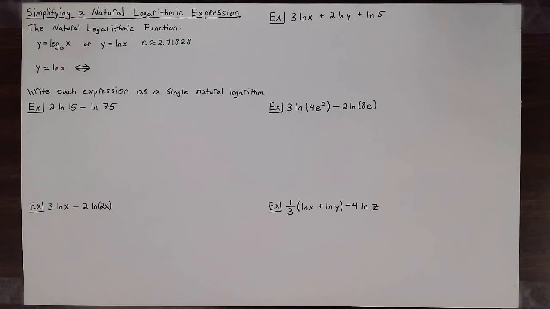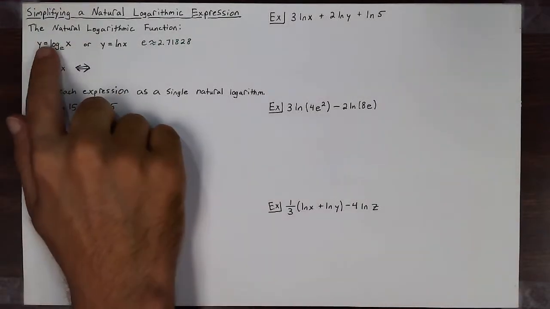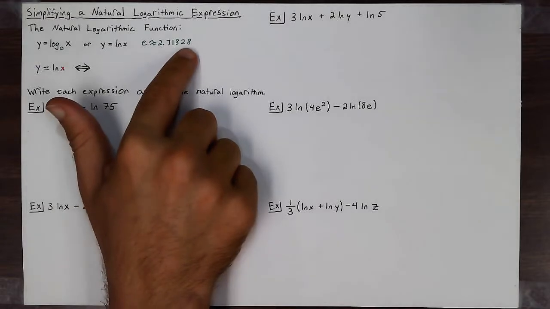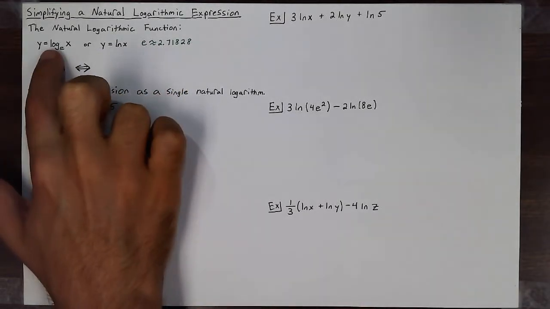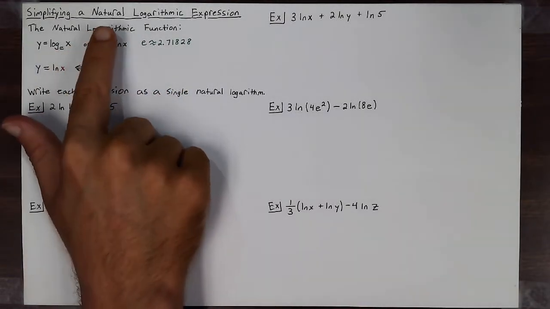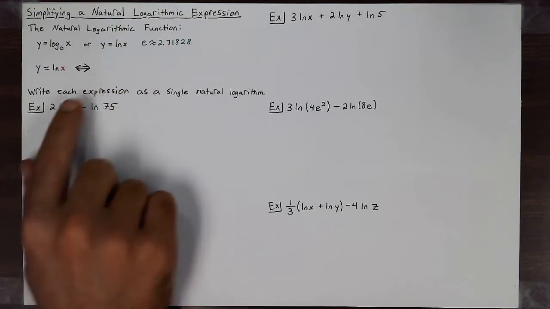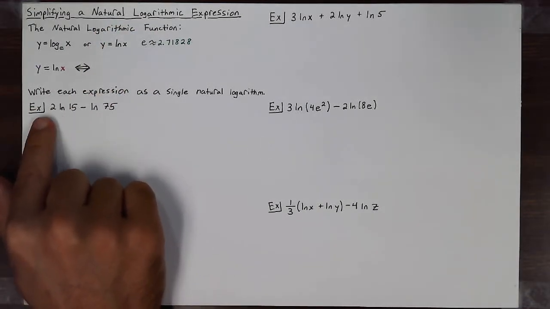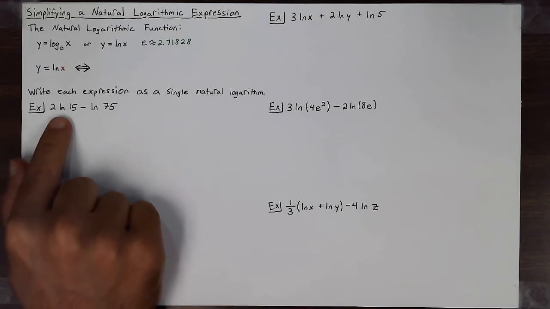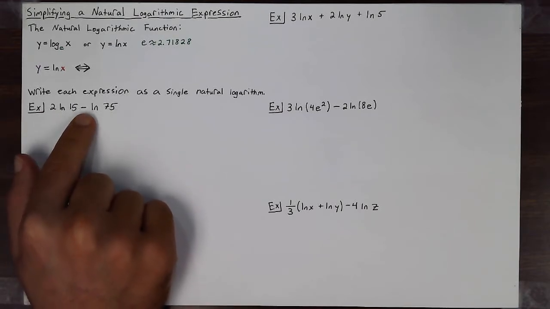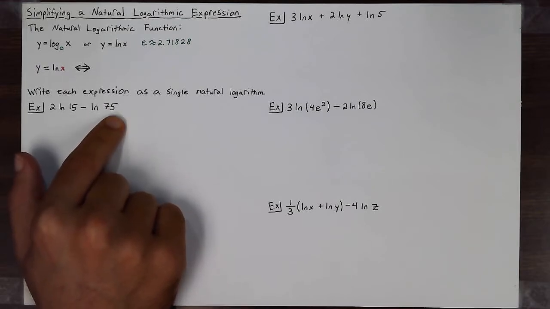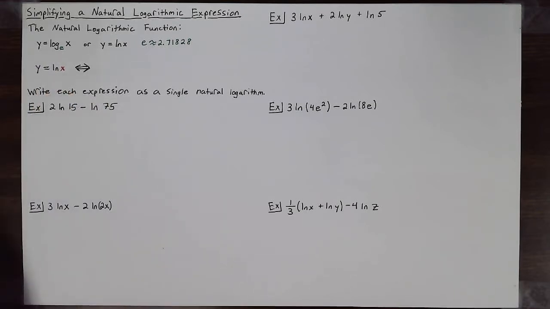In this video, we're going to learn how to simplify a natural logarithmic expression. Now, what is a natural logarithmic expression or a function? It's anything that's log base e, and e is that number we learned about in a previous lesson. Whenever you have a log that's base e, we call that a natural log. So the way you would read, for example, the first example is 2 natural log of 15 minus natural log of 75. And you just write it as ln for short.